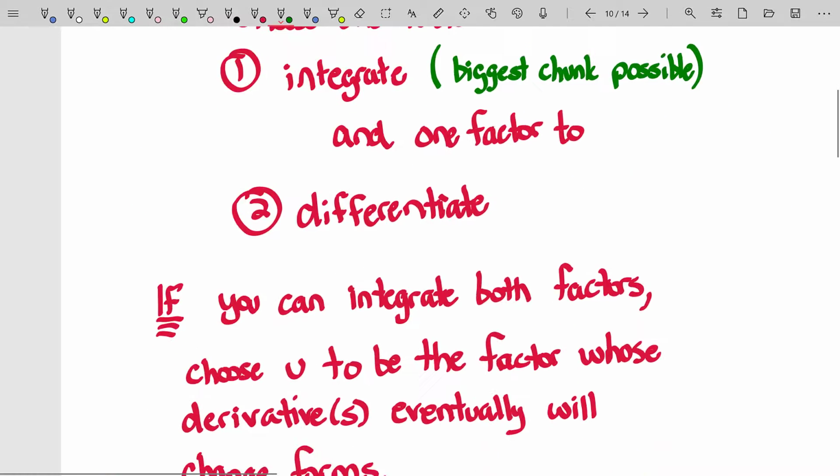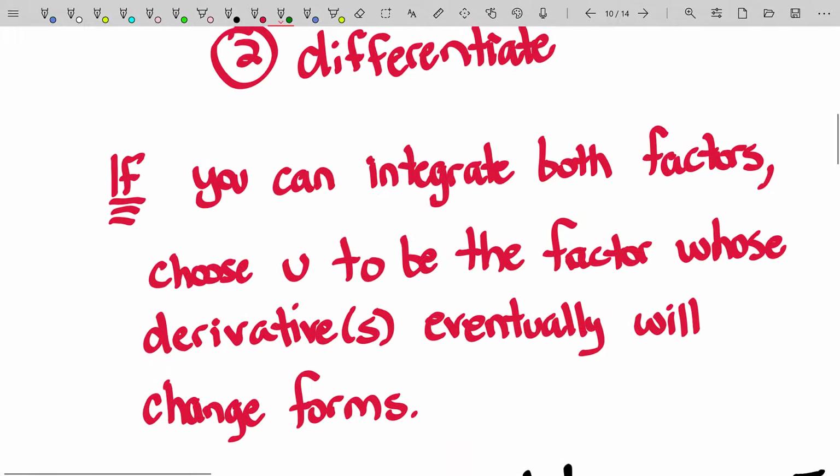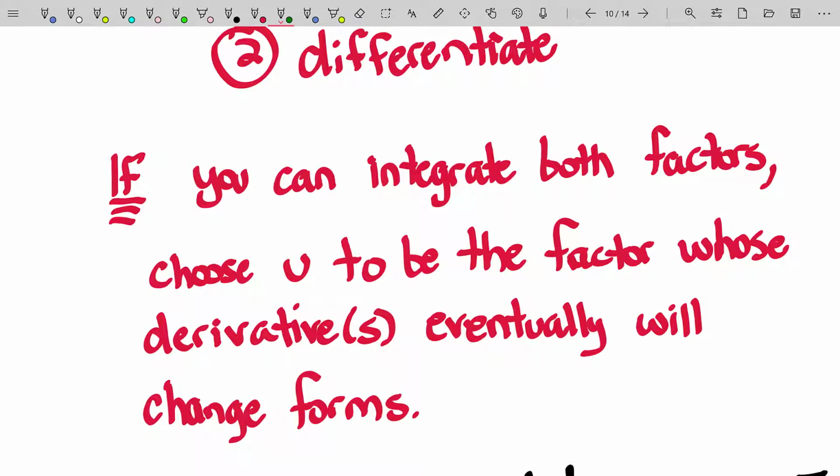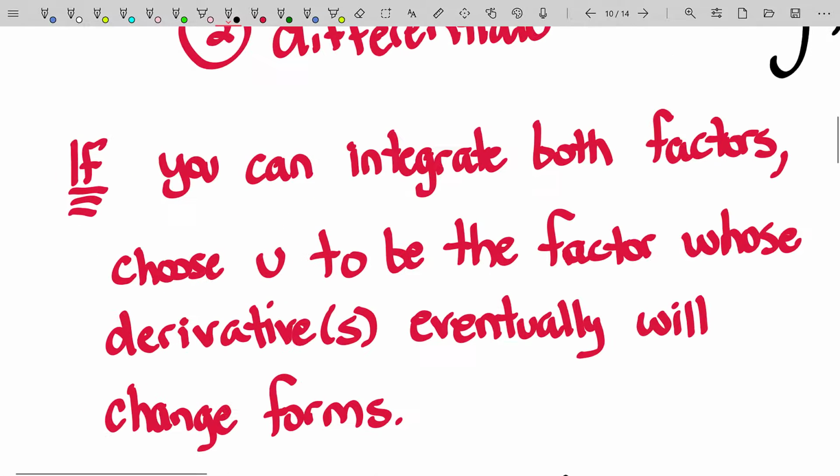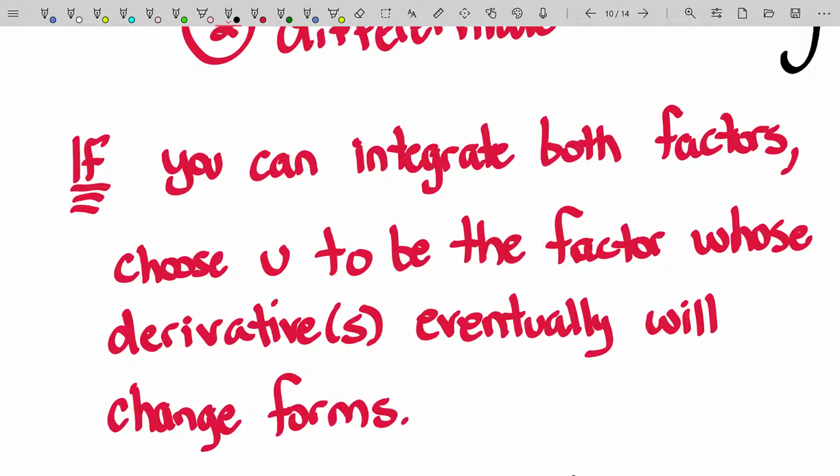There is a caveat to this. If it turns out that both factors in the integral can be integrated pretty easily, and that would be something like, if I had an integral of, say, x times the sine of x, I can integrate both of those functions pretty easily, then it's a tie. You then have to switch gears and now look for something you can differentiate, which will eventually change forms. So that's what this is saying right here. If you can integrate both factors, choose u to be the factor whose derivative or derivatives will eventually change form.